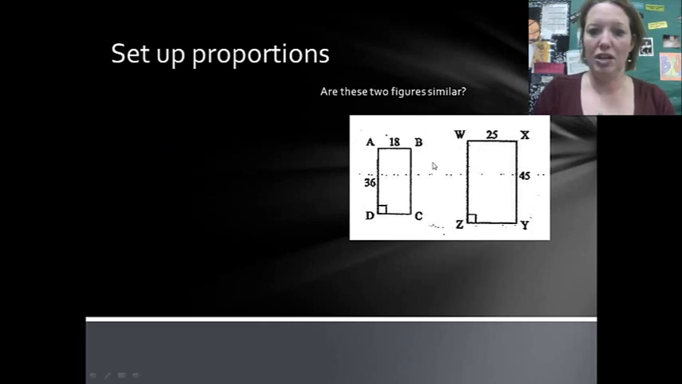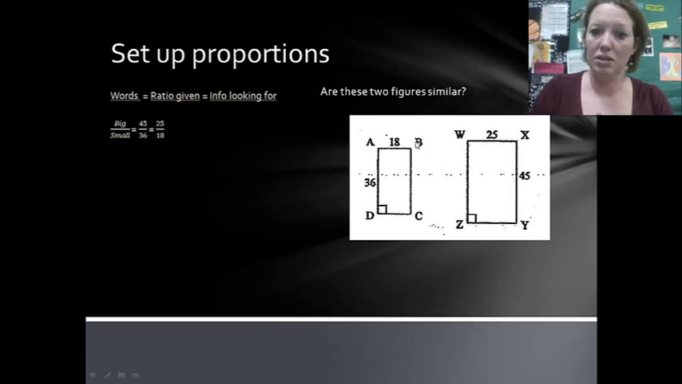Okay, the example right below these 2 rectangles. So now I know opposite sides of rectangles are equal, so that means this side is 36 and then these 2 pieces are the same, so I know this side is 45, and 18 and 25 are still in the same corresponding place. So words equals ratio given equals the info that I'm looking for. So again, I chose the words big and small, so I chose 1. The corresponding side would be 36 on the small one, 25 on the big one, 18 on the small one.